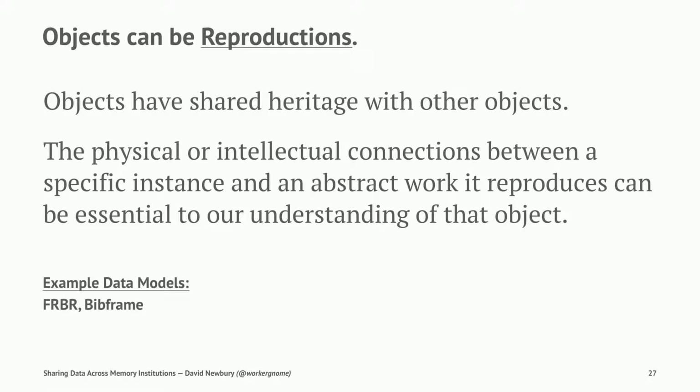But we also know that objects aren't always unique. Books, there are many, many copies of the same book. There are many, many copies of the same film. There's many, many copies of the same print. And that shared heritage that they have, the connections between these things, help us understand that object, not in isolation as a single magical thing, but as part of something that many, many people can participate in. And again, we have data models that help us talk through this.